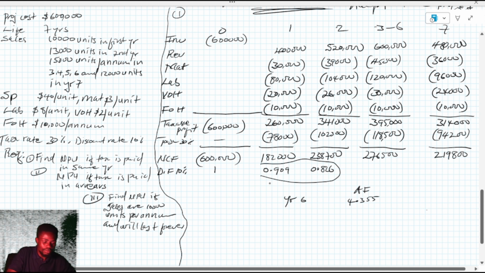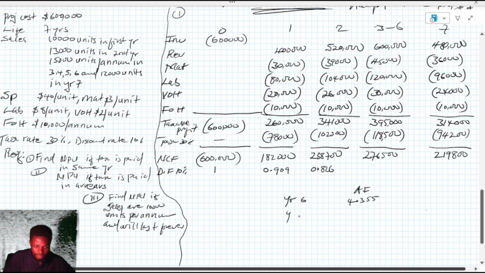So when you go to your table, annuity factor for year 2, what do you have? At 10%, you have 1.736. This is the annuity factor for year 2.